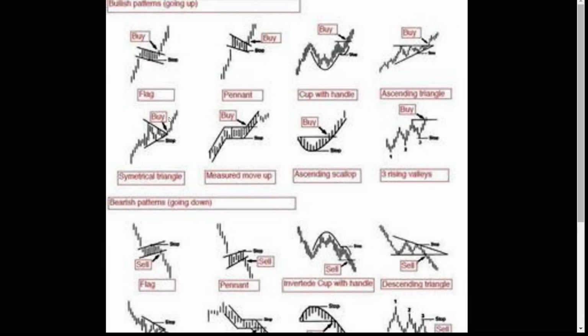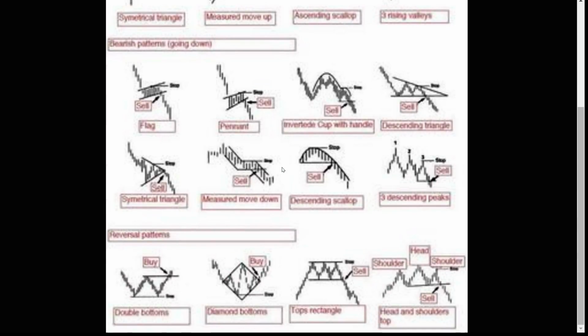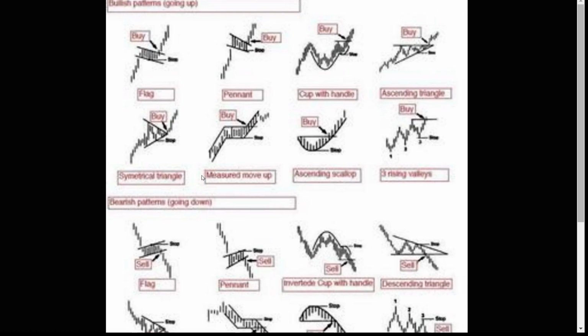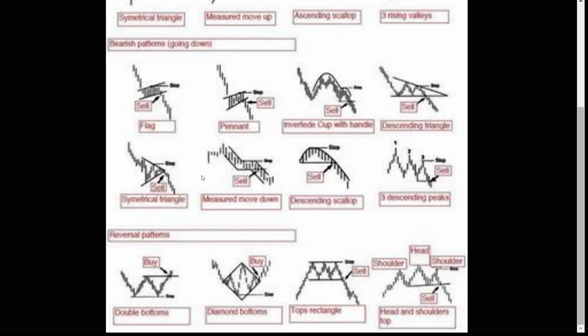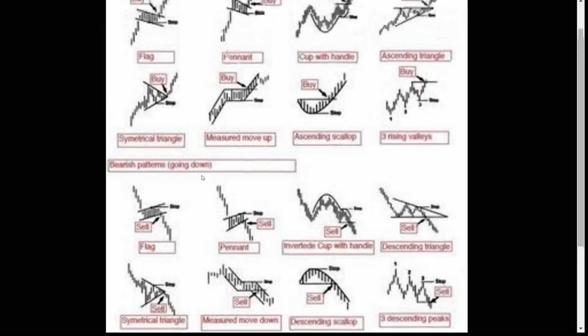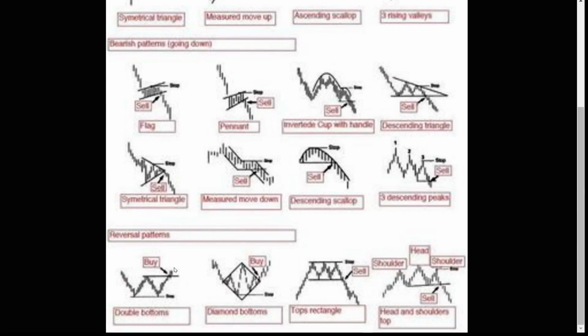There's a bunch of different patterns from the flag, the pennant, the cup and handle, the ascending triangle, symmetrical triangle, measured move up, ascending, etc. As you can see, the goal ultimately would be to study these particular patterns for both the bullish and the bearish, and when the best time to buy in would be. And there are even some reversal patterns here that are interesting to note.